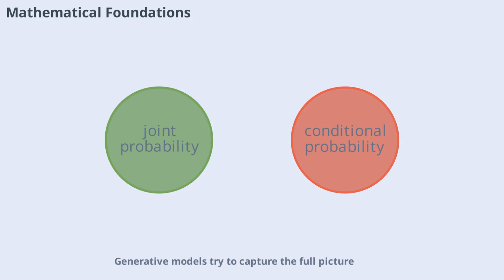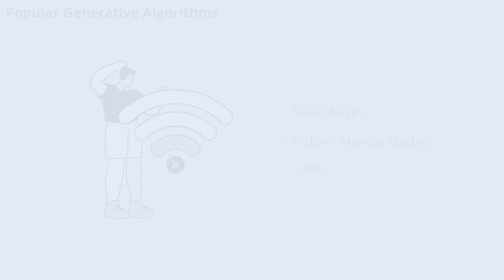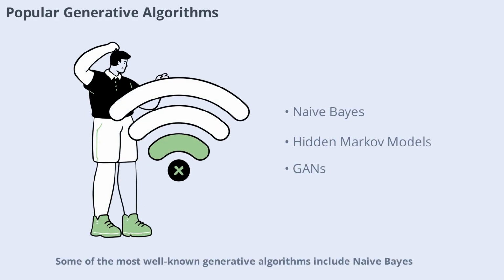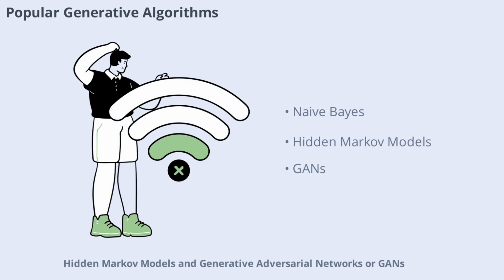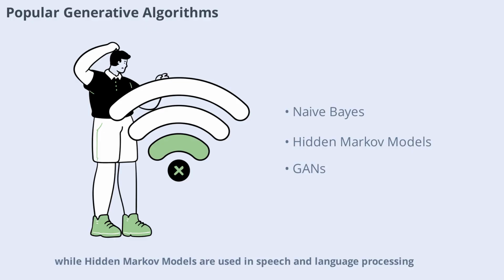Generative models try to capture the full picture, while discriminative models zero in on the decision boundary. Some of the most well-known generative algorithms include naive Bayes, hidden Markov models, and generative adversarial networks, or GANs. Each of these has unique strengths and applications. For example, GANs are famous for generating realistic images, while hidden Markov models are used in speech and language processing.